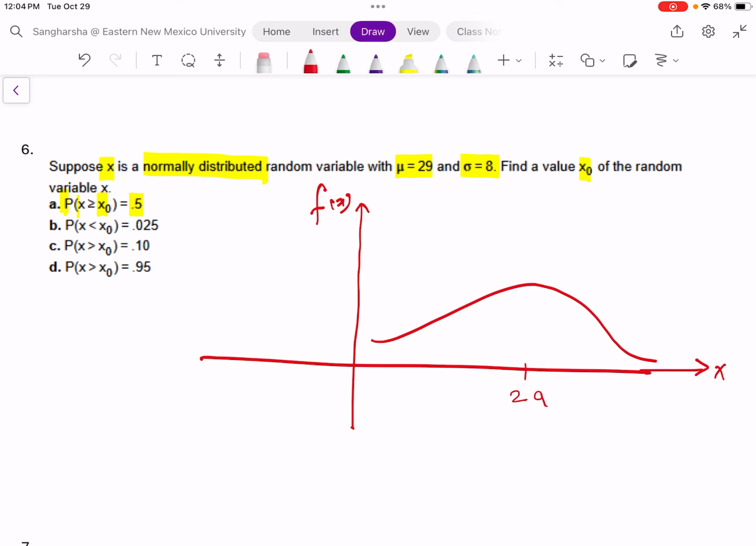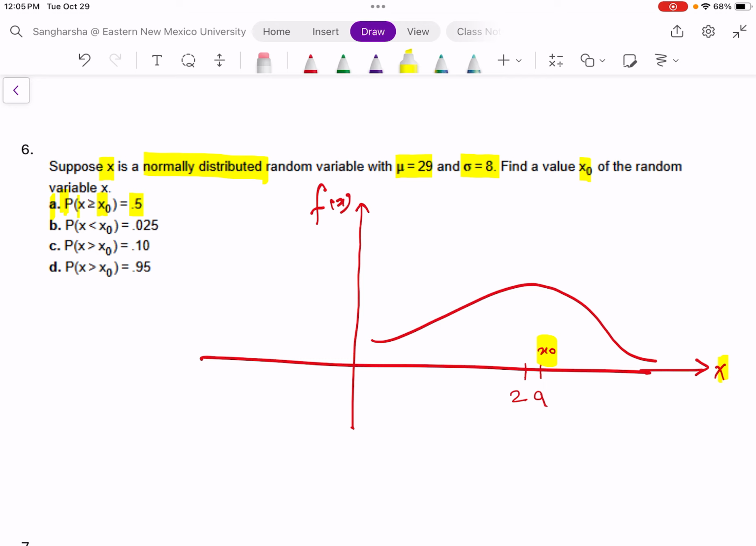So we need to find the value of x naught, which is somewhere along the horizontal axis. Let's say our x naught is somewhere here. We don't know it. It may be on the right side or left side. But what do we know? The probability that x is greater than this x naught is 0.5. Now, where do you think our x naught will be in this graph? So we need to locate that x naught. It is some value on this x-axis, to the right of 29 or left of 29.